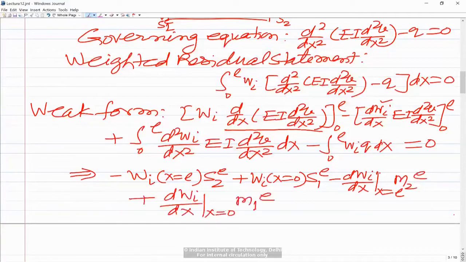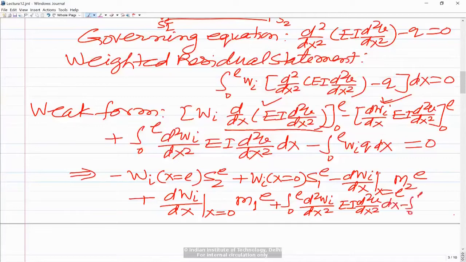So yeah, these are the boundary terms. Two terms from this, two terms from this, so I have written them explicitly. And of course the other terms remain the same, that is integral 0 to L of d2 wi by dx square into EI into d2 v by dx square dx, minus integral 0 to L wi q dx equal to 0. So this remains as it is.